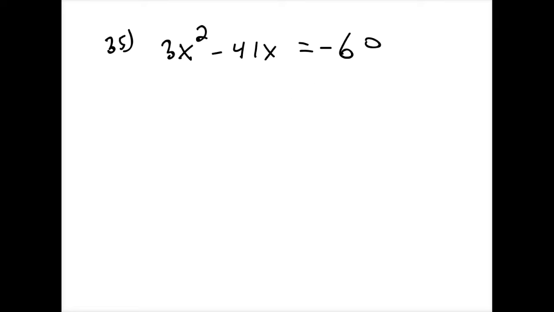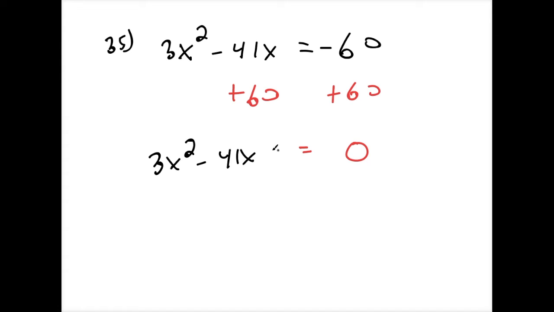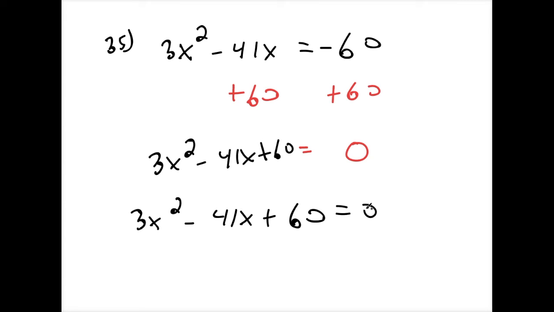So what you want to do instead is go plus 60, plus 60, all right? It always has to be 0 over here, every single time when you do this technique. Gotta have a 0. Don't have a 0? You're stupid. Just kidding. All right, so you have 3x squared minus 41x, and then plus 60 because we brought that over. See, plus 60. All right. So let me write it again because that looks ugly. 3x squared minus 41x plus 60 equals 0.